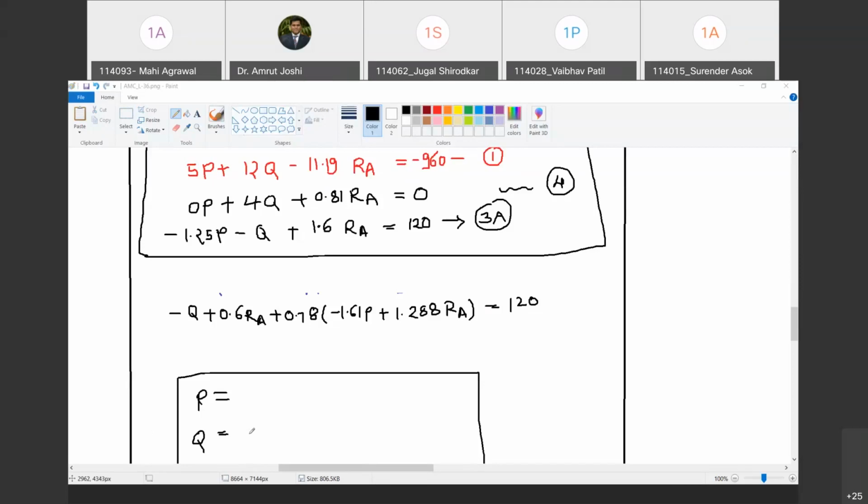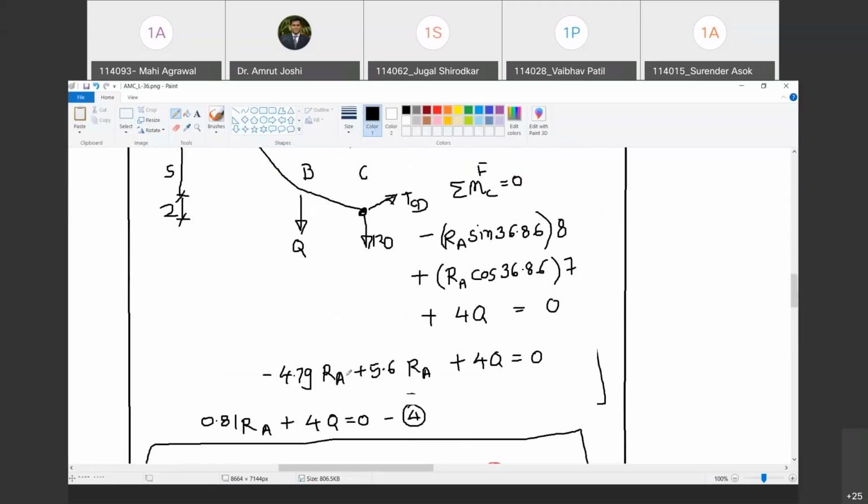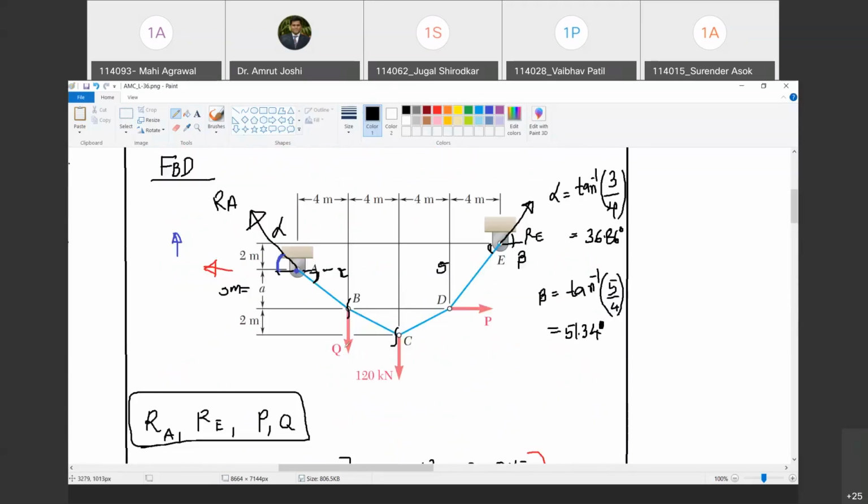Q equal to minus 15.16. P is 11.98. And RA is 74.88. As this value has turned out to be negative, that means what should be done? Q should be acting upward. That is the meaning of it. Are you with me?